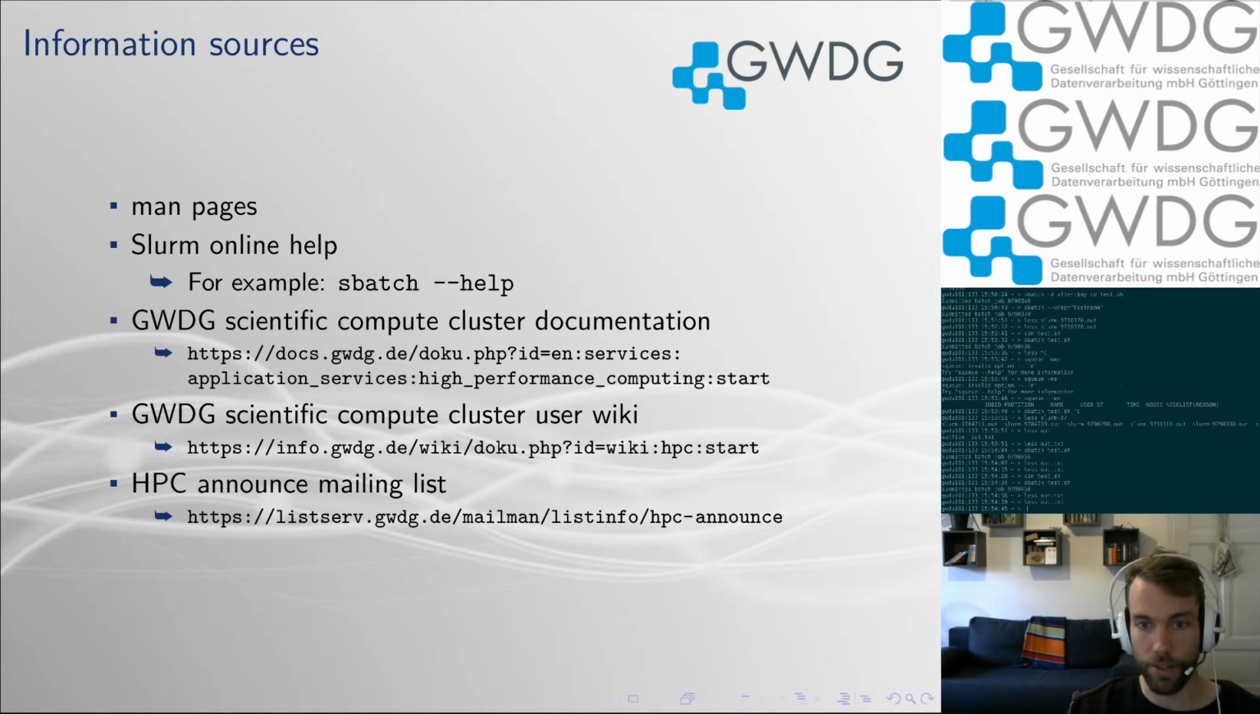Then there's our documentation. There's also the user wiki, but keep in mind we can't really keep it up to date, so it might be outdated. If you find something there and it doesn't work, that might happen. If you find something in our official documentation and it doesn't work, in both cases you can write us an email, but this should happen far less frequently. And then we have our mailing list, to which all of you have been subscribed since you're now using the cluster, where we share things like downtimes or new features over the HPC announce mailing list.